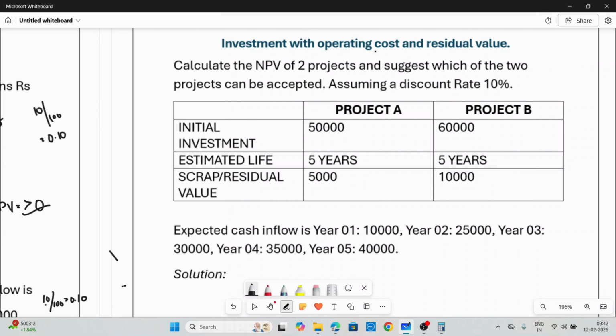Investment with operating cost and residual value. Calculate the NPV of two projects. Suggest which of the two projects can be accepted, assuming a discount rate of 10%. The initial investment of project A is 50,000, and of project B is 60,000. Estimated life of the two projects is 5 years. The scrap or residual value is 5,000 for project A and 10,000 for project B. Expected cash flows for year 1 is 10,000, year 2 is 25,000, year 3 is 30,000, year 4 is 35,000 and year 5 is 40,000.